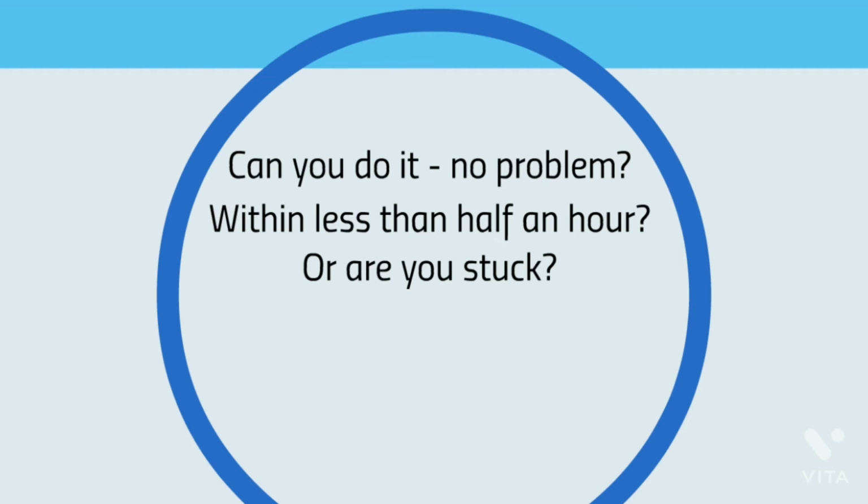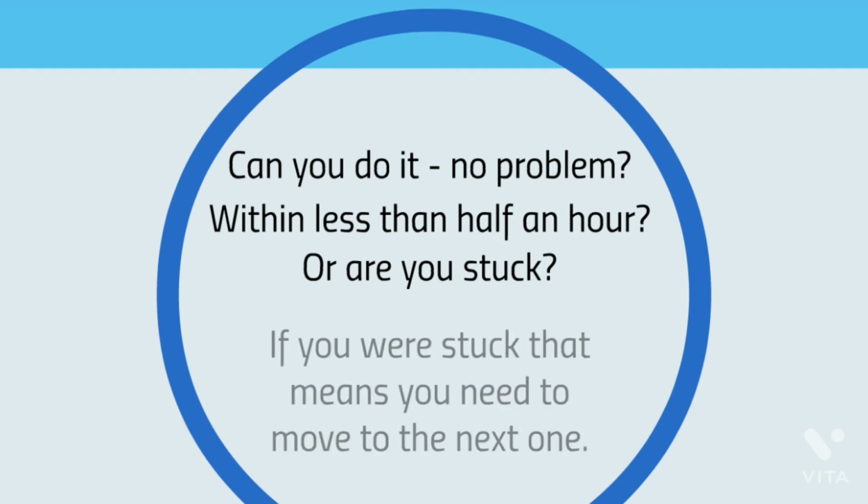Now, are you stuck? Let's say you tried it and you weren't able to think of anything. If you're stuck, then that means you need to move on to the next one. So look back on the list of pains and hobbies, pick another one, and go through the cycle again until you find one that works.